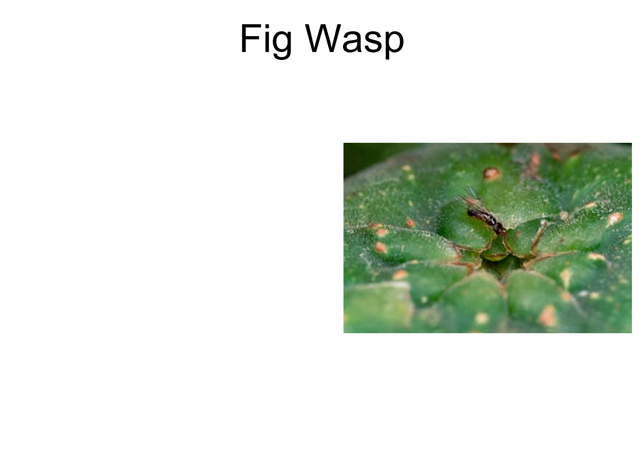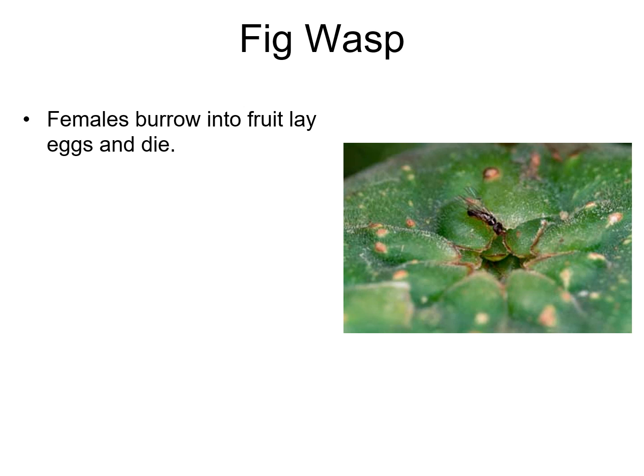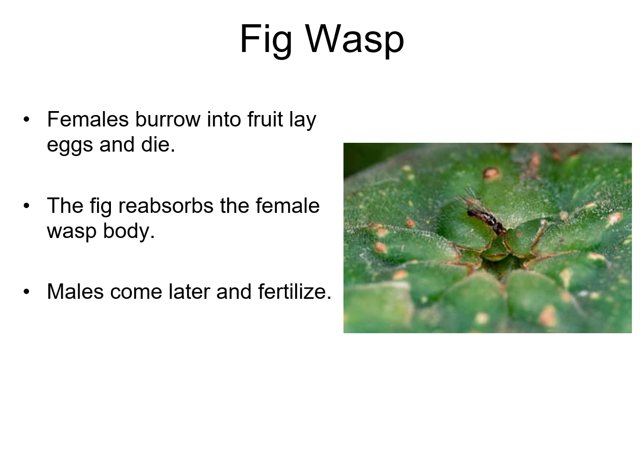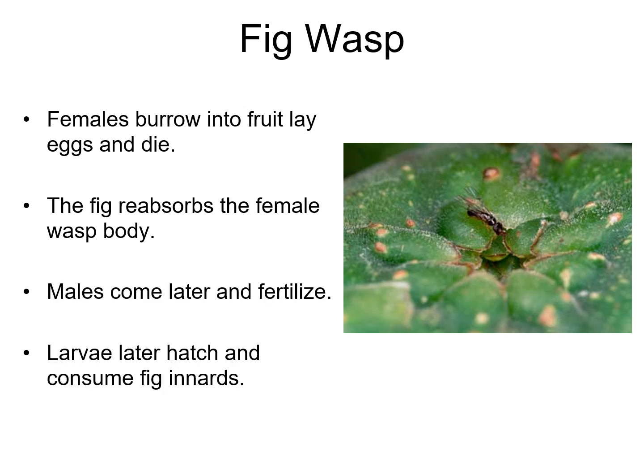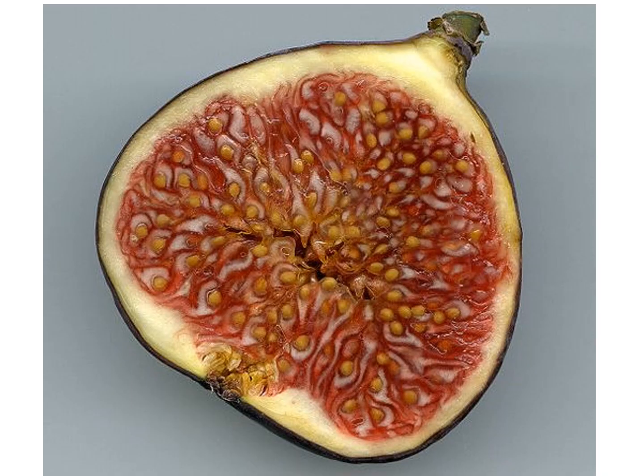So in terms of the fig wasp, which you can see a little one in the picture here, they're not very large. The females will burrow into the fruit, lay their eggs, and then subsequently die. The fig reabsorbs the female wasp's body and uses it for nutrients for the plant as well. The male comes later and fertilizes the eggs, and then the larvae later hatch and consume a little bit of the fig innards. So when you look at the next couple of photos, you're going to see how the life cycle of these fig wasps occurs.